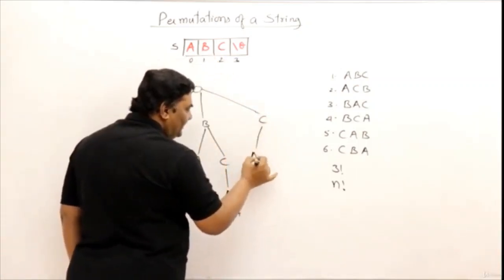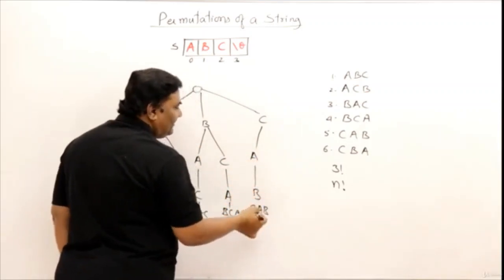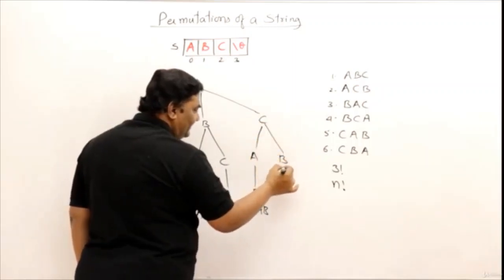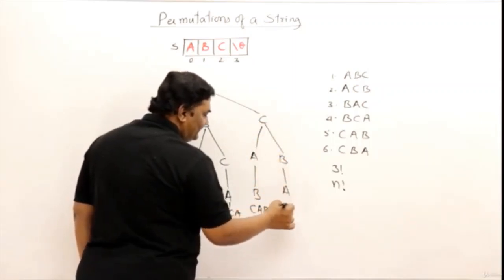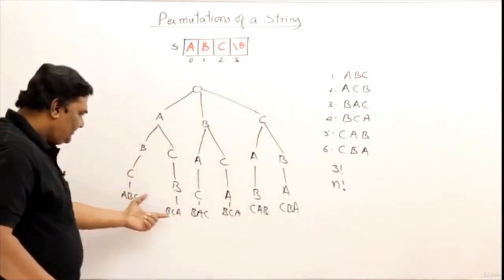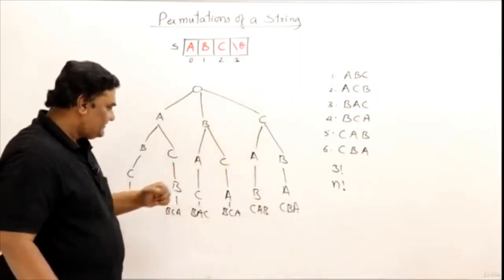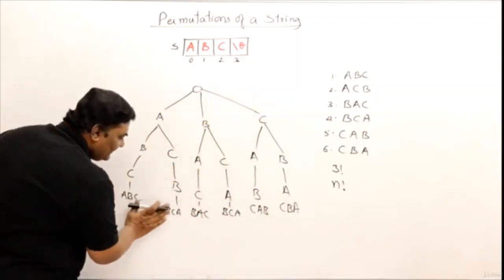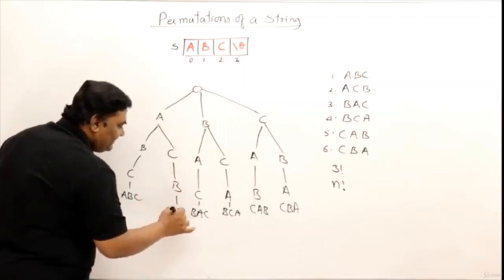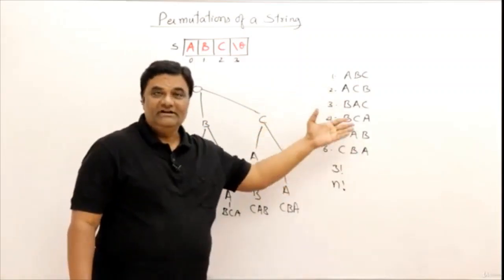So first I'll go to A, then B, then it is CAB. Or else I'll go back and from here I will take first B, then A, then it is CBA. That's all. 1, 2, 3, 4, 5, 6. These are 6 permutations. Yeah, here I have to write ACB. Yes, this is ACB. So I have total 6 permutations that are what we wanted, right?